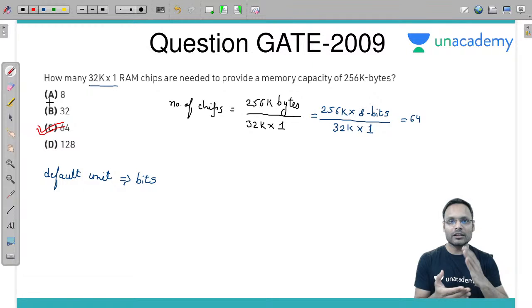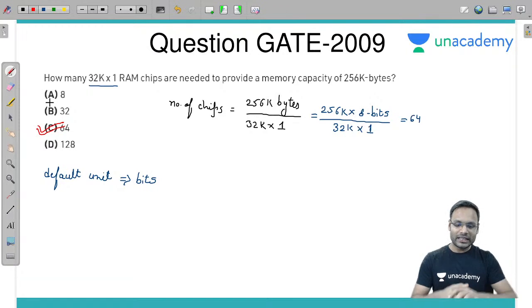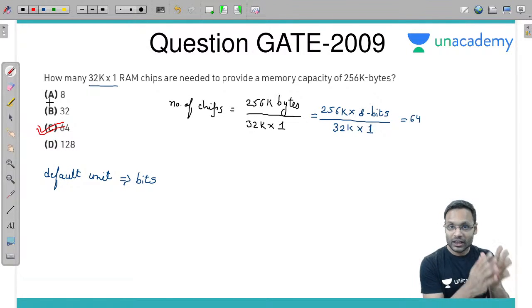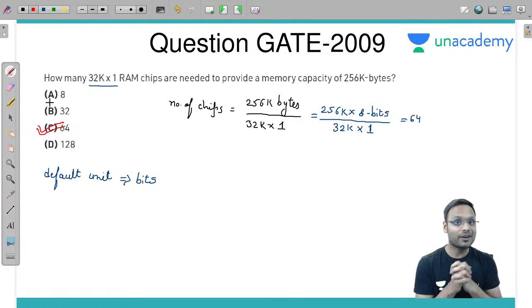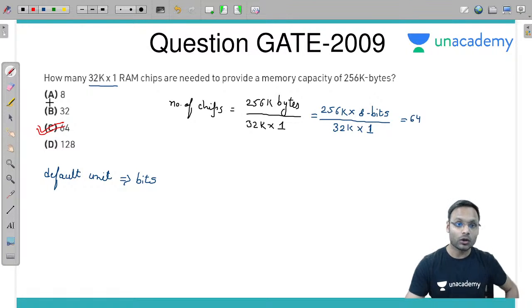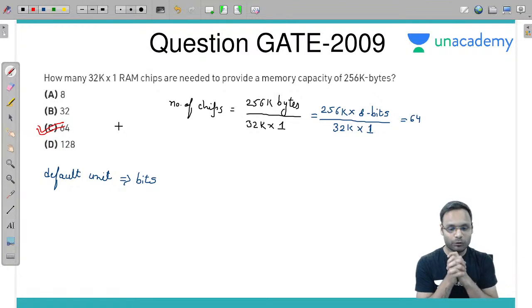In 2009 I appeared in the GATE exam for the first time, and I will share my own experience with you. When I was going through this particular question in 2009, I was in third year and I was not sure what the default unit of storage is, bits or bytes. If I take bytes, I will go with answer A. If I take bits, then I will go with option C. Now, which one is correct? I didn't know that bits is the default.